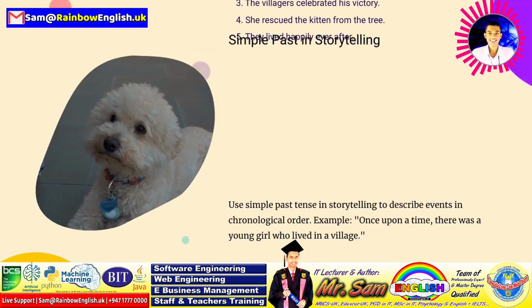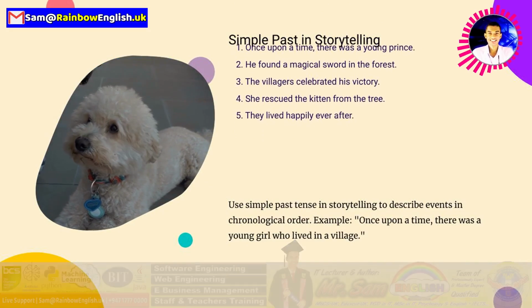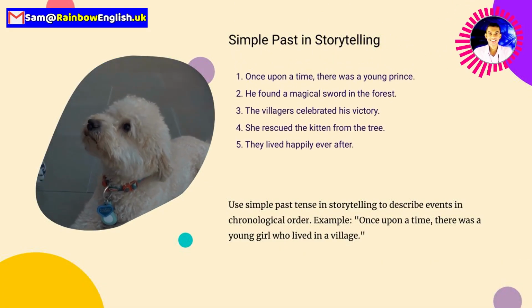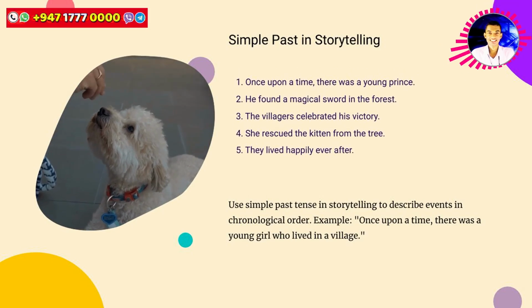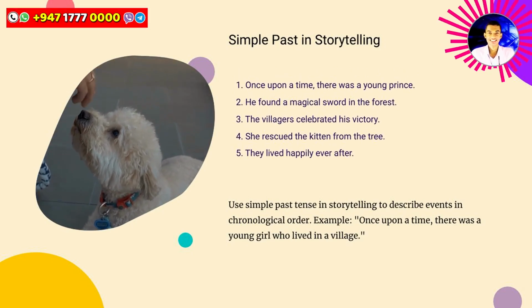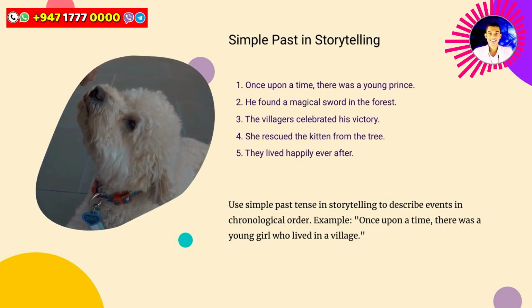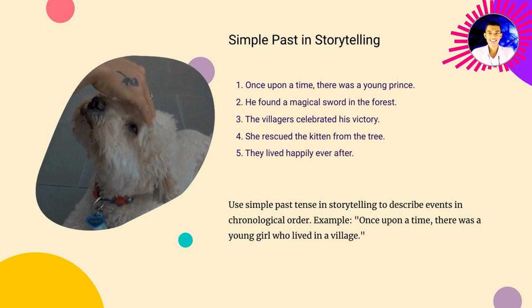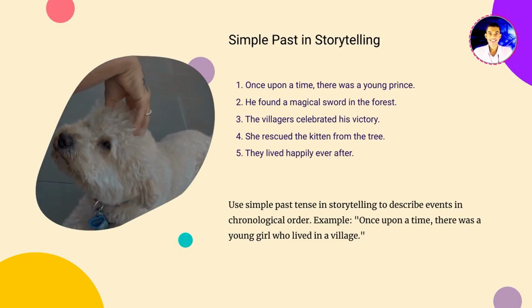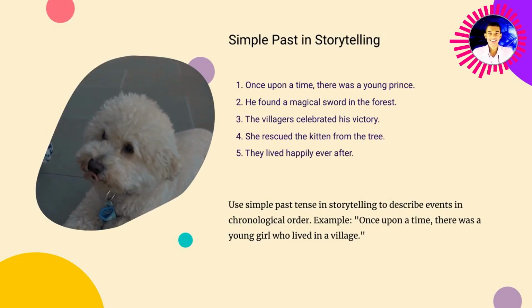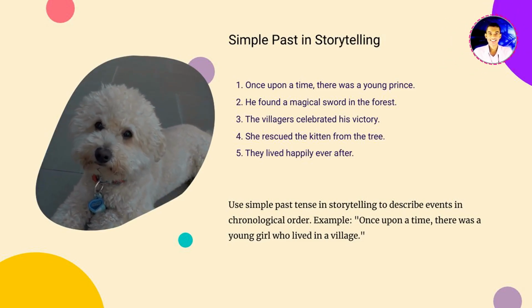The simple past tense is commonly used in storytelling to describe events that have already happened. When telling a story, you set the scene and describe actions in chronological order. For example, once upon a time, there was a young girl who lived in a village. She loved to explore the forest and find hidden treasures. Using the simple past tense in storytelling helps listeners or readers understand the sequence of events.